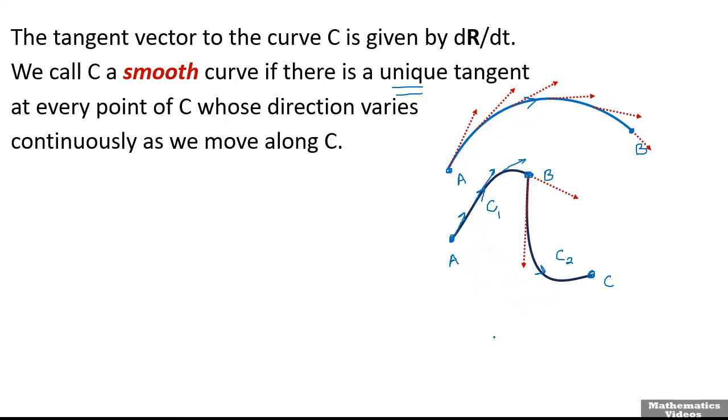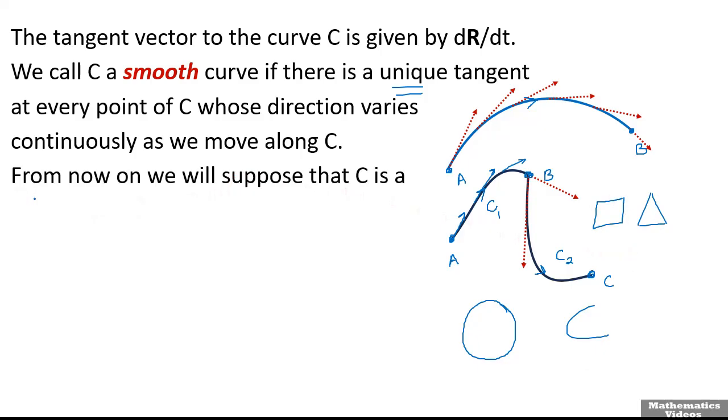Now let me consider some examples. A circle is a smooth curve and it is closed. An ellipse is also a smooth curve, and a parabola is a smooth curve, etc. On the other hand, a triangle, a square, a rectangle, etc. are piecewise smooth curves.